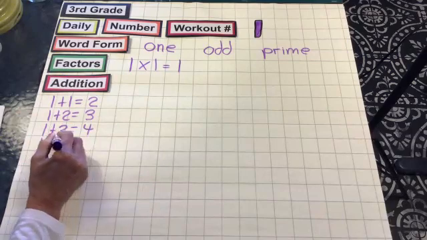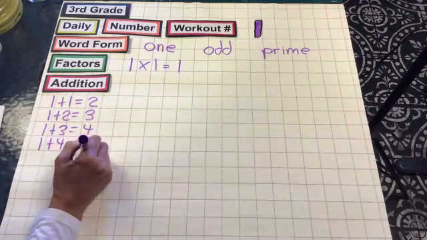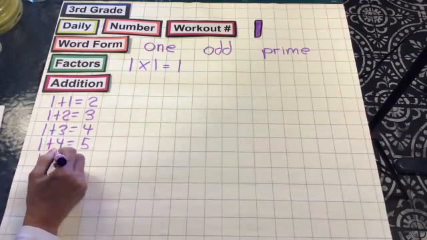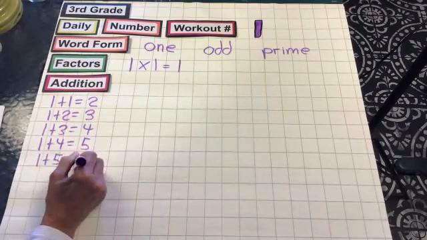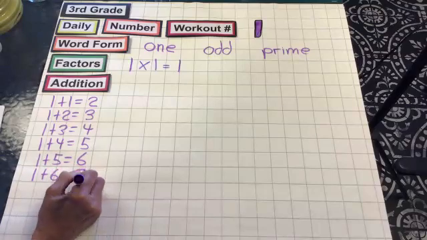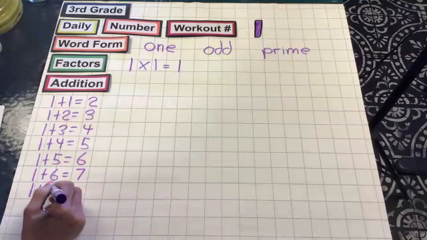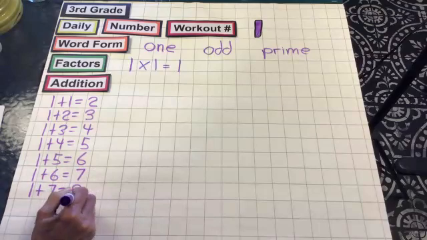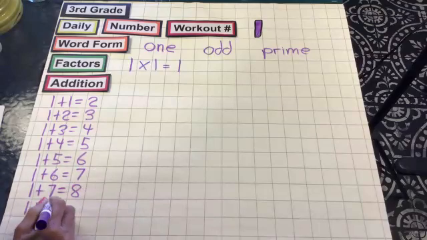1 plus 4 equals 5. 1 plus 5 equals 6. 1 plus 6 equals 7. 1 plus 7 equals 8. 1 plus 8 equals 9. And 1 plus 9 equals 10. And of course, 1 plus 10 equals 11.